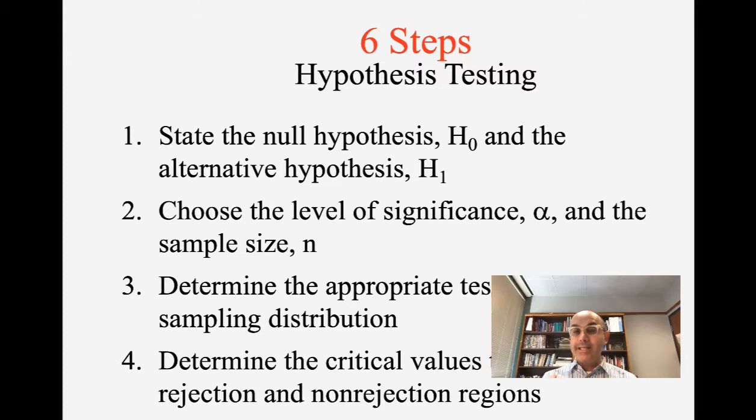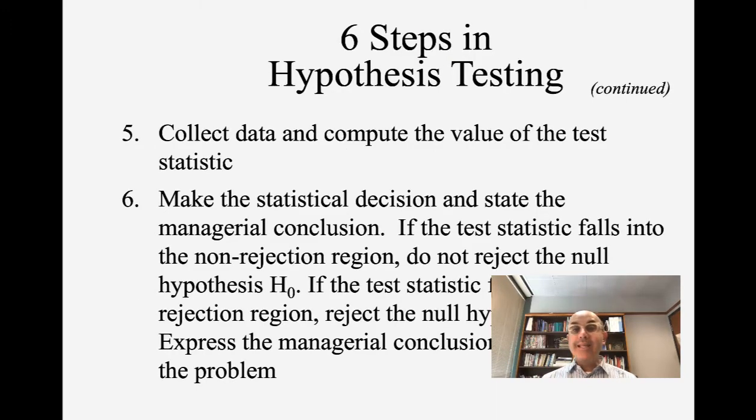Let's start with the first one: you have to state the null hypothesis and the alternative. 2, you have to choose the level of significance and the sample size. 3, you have to determine the appropriate test and the sample distribution. Number 4, you have to determine the critical value that divides the rejection and non-rejection regions. 5, collect the data and compute the value of the test.